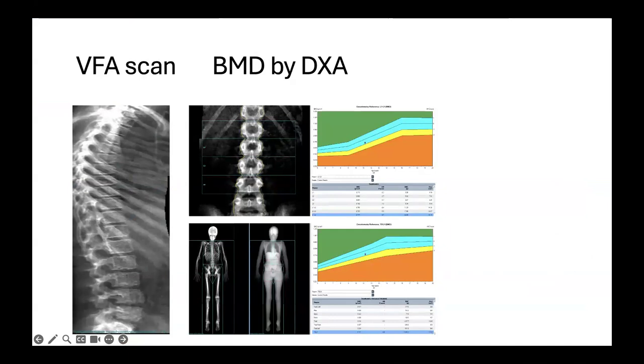Now, the advantage of the DEXA scan is that the radiation exposure is much less compared to radiographic studies. So nowadays, children who are debilitated, or who have a risk factor for osteoporosis, are proactively screened with DEXA scan and VFA scan to assess the bone health and underlying fracture risk.